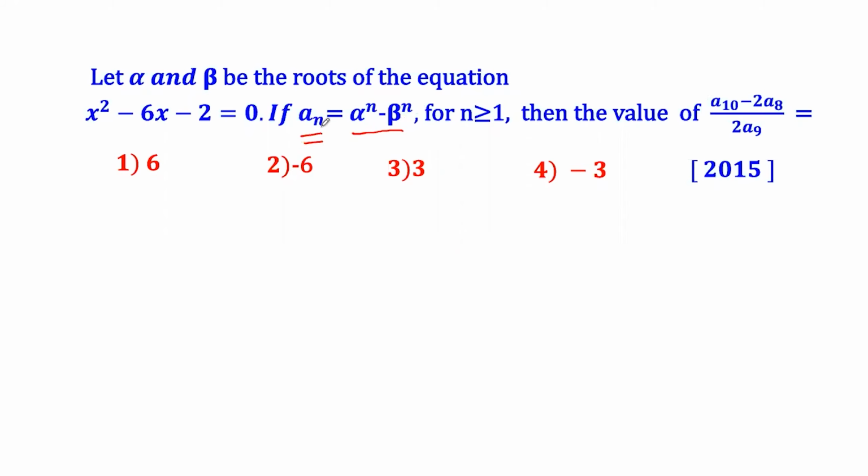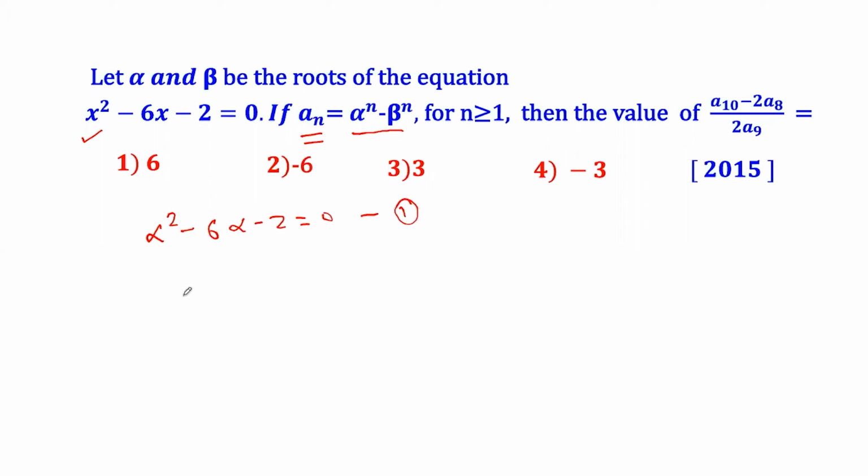Here an is defined as alpha to the power n minus beta to the power n, and for a10, a8 and a9 we have to find the relation between these, right? So how do we establish the relation? See, alpha and beta are the roots of this equation. So alpha will satisfy this as well as beta will satisfy this, right? First thing. Second, a10 minus 2a8.